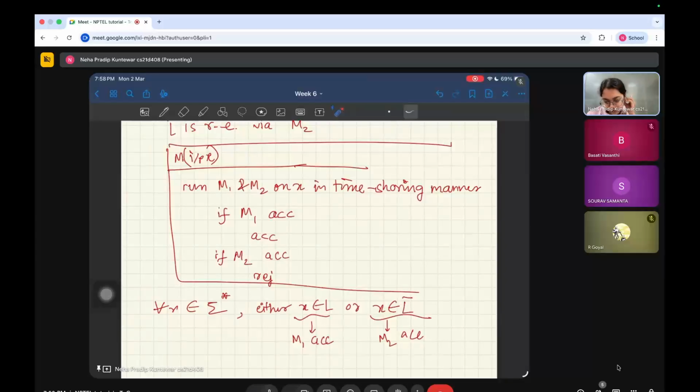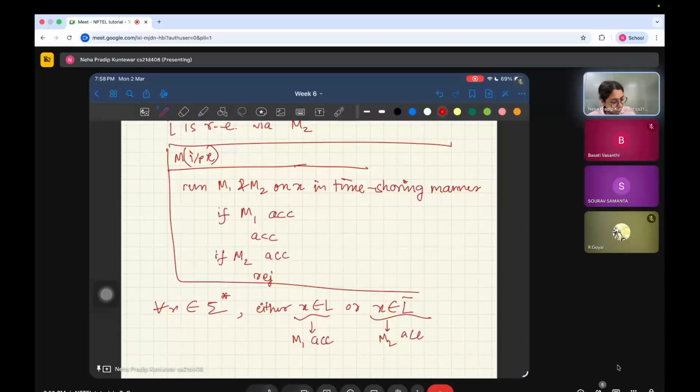Does that make sense? So why is it guaranteed? Why can we assure that it will be guaranteed to happen?